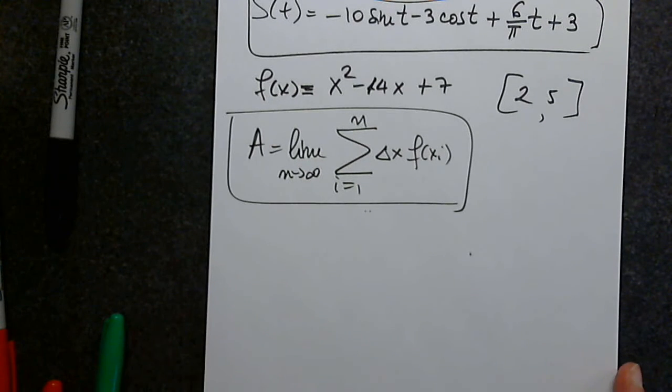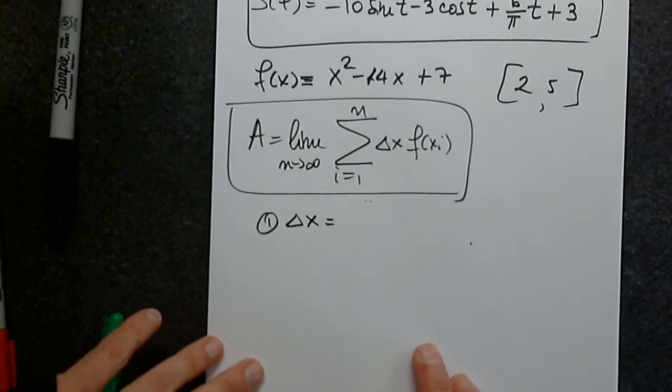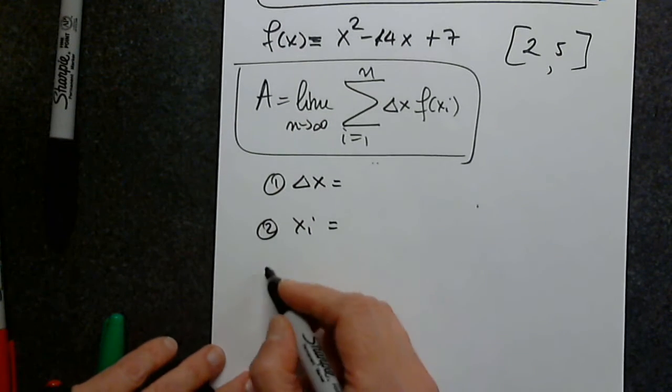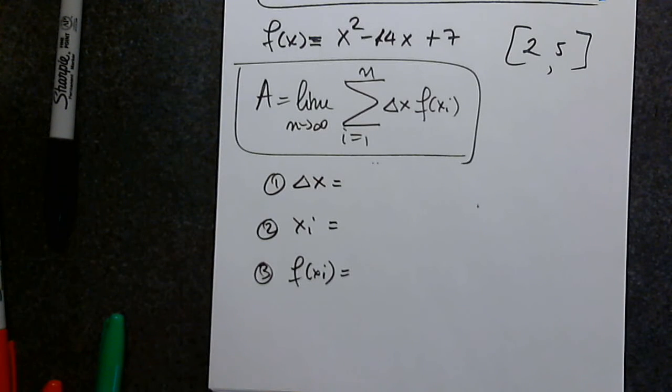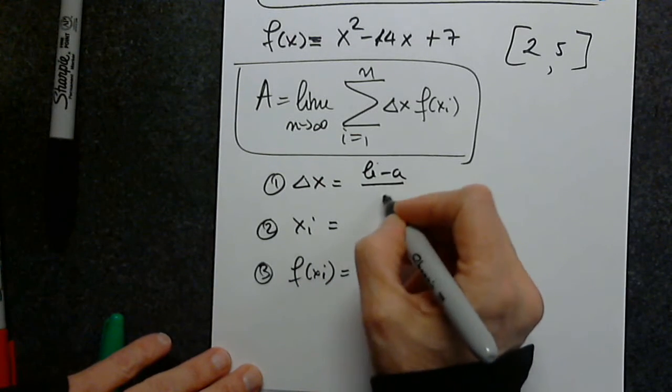Okay, very good. So I need three preps. The first prep is delta x, sorry about that. The second prep will be xi. And the third prep must be f of xi. These are the three mandatory preps before you put everything together to find the limit. So can anyone give us delta x? Okay, let's write it. B minus a divided by n.